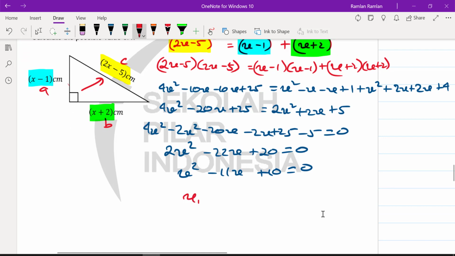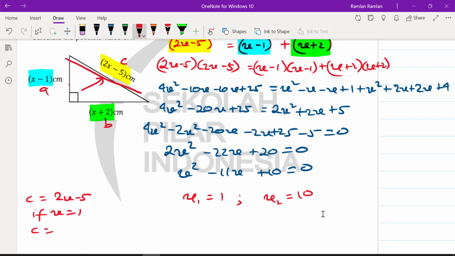The x1 will be equal to 1, and x2 will be equal to 10. So you have two values. Then again, guys, you need to investigate these two values in terms of the context. So just pick one of them. For example, I'm going to pick c. If c is equal to 2x minus 5, and x is equal to 1, the length of this line will be 2 times 1 minus 5, which equals negative 3.